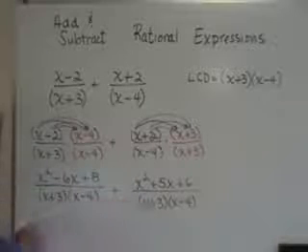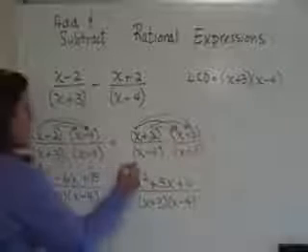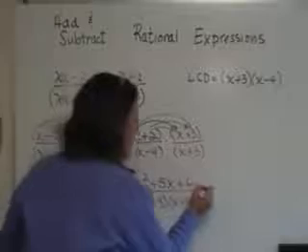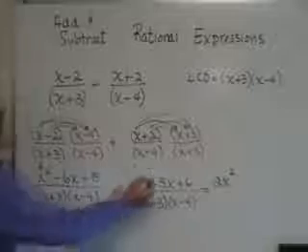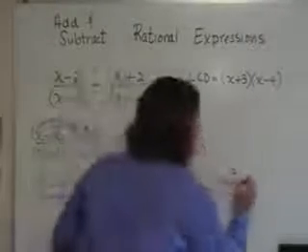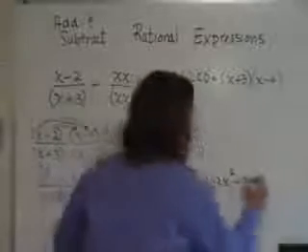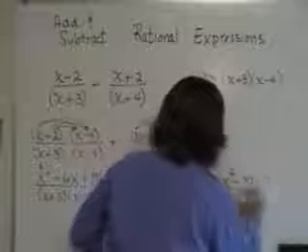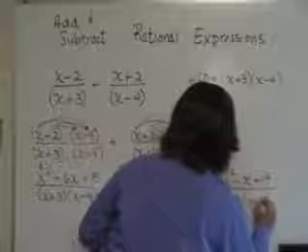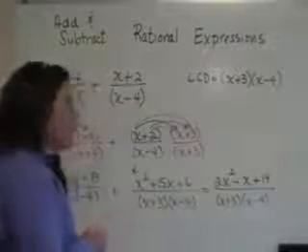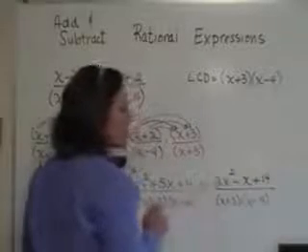Now, because they have common denominators, I'm ready to add the numerators. So I'm going to collect my like terms. For example, these x squareds will combine to be a 2x squared. This minus 6x and this plus 5x will combine to be a minus 1x. And this plus 8 and this plus 6 will add to be 14 over x plus 3 times x minus 4. Now, I might think about trying to simplify this. This could be my final answer, but maybe I need to simplify it.